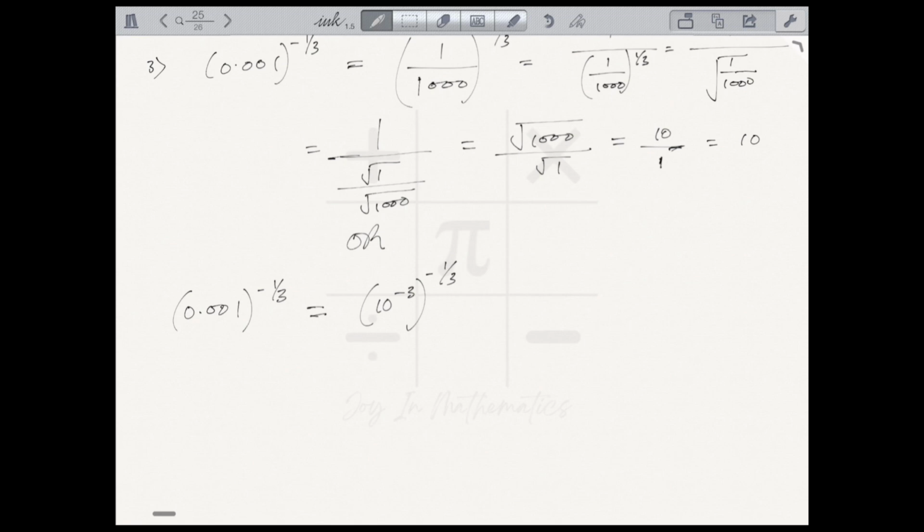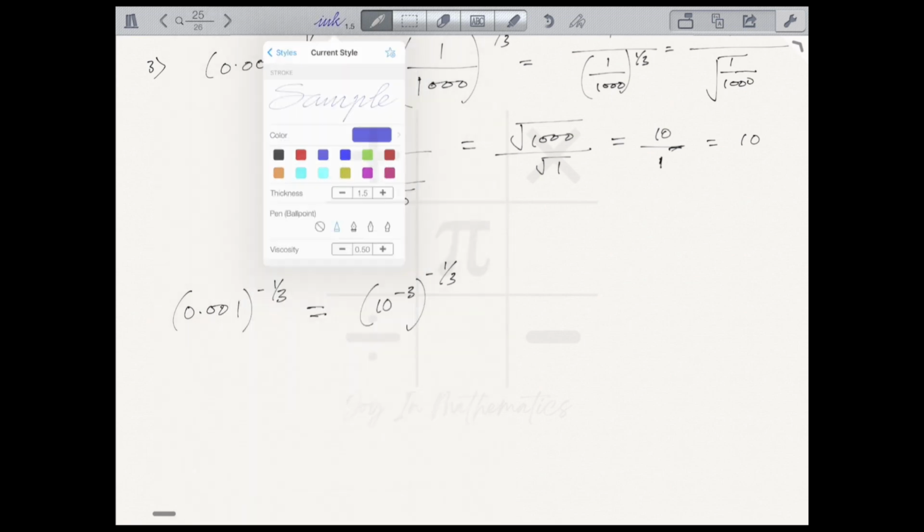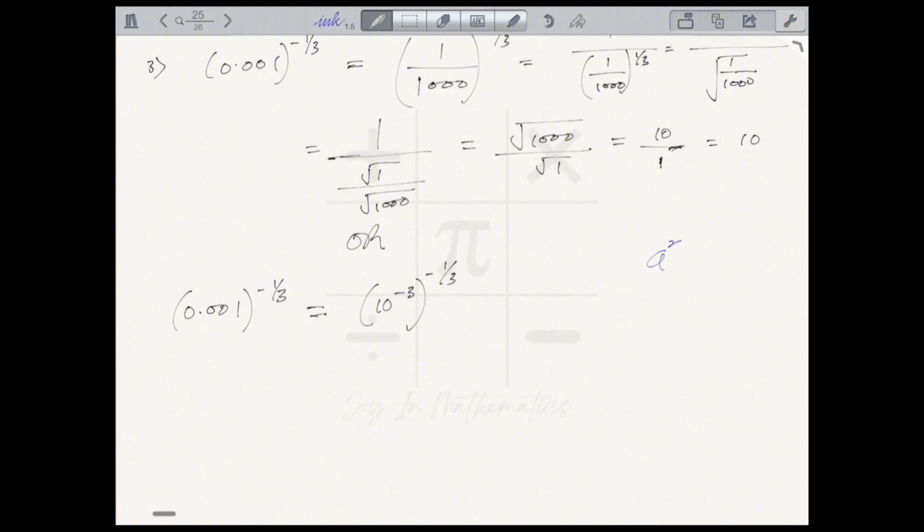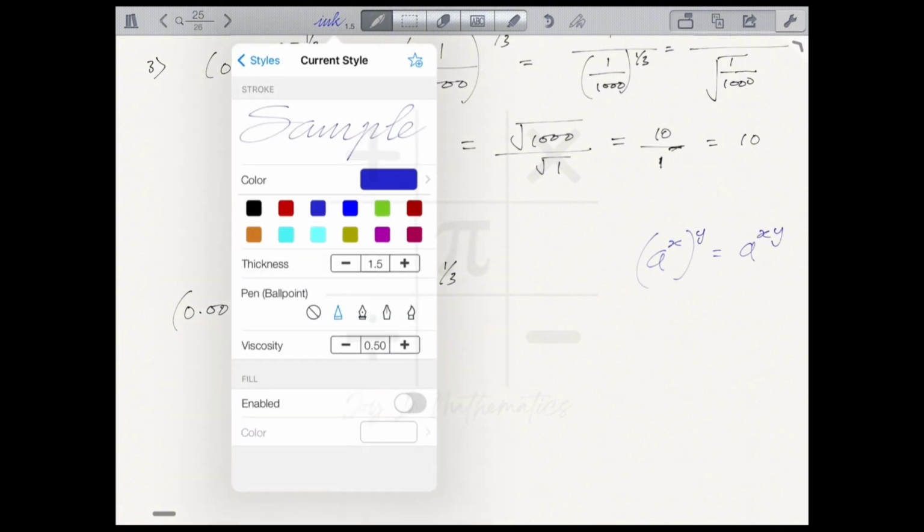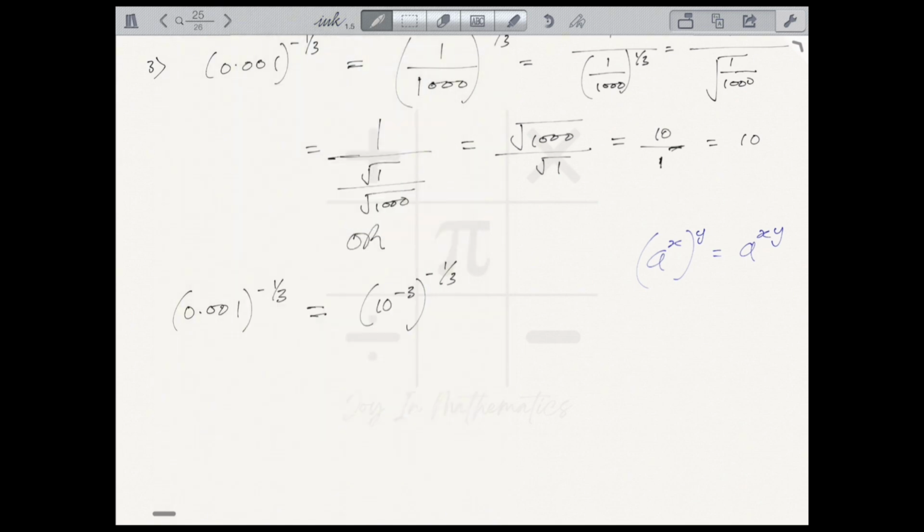So in this case, we will now apply our power law that says a raised to the power x, all raised to the power of y, is a raised to the power of xy. Applying that, we have 10 raised to the power of minus 3 multiplied by minus 1 over 3. Now this simply gives us 10 raised to the power of 1, because minus 3 times minus 1 over 3 is 1, and our answer is 10.